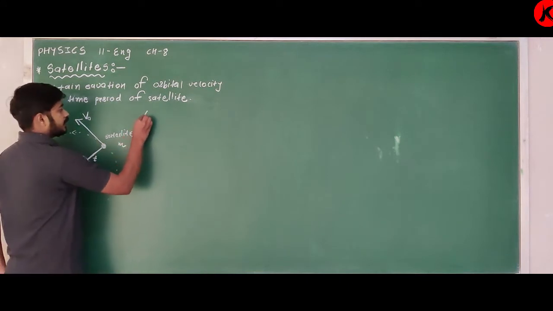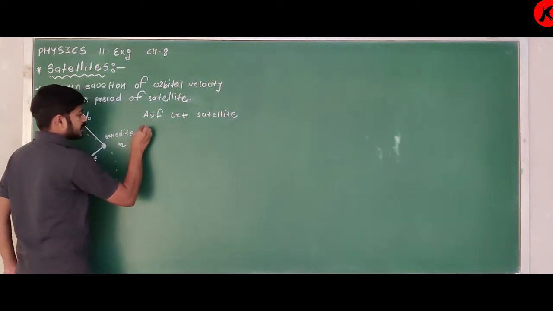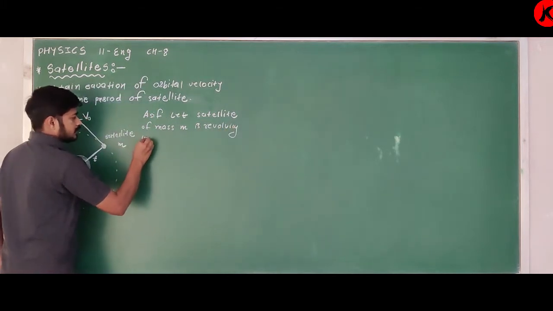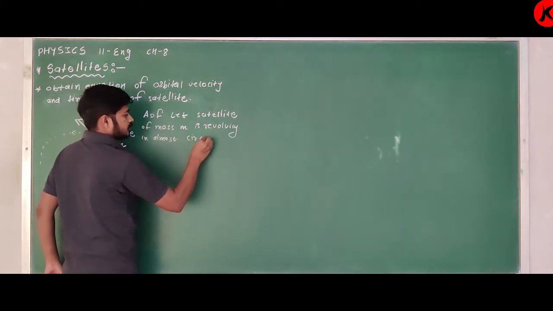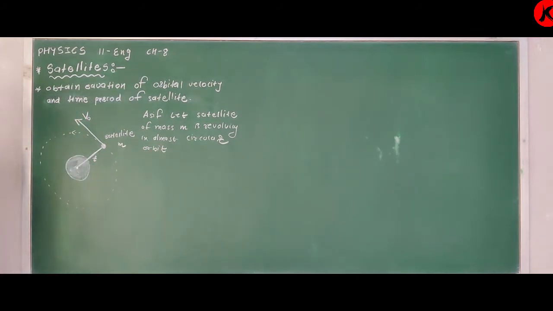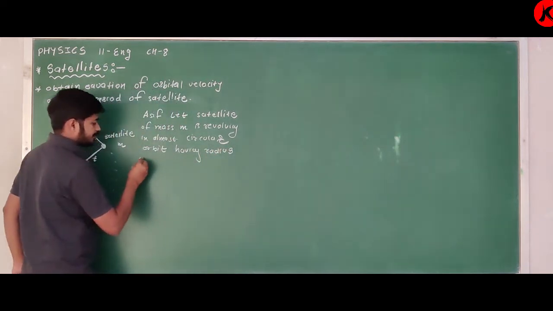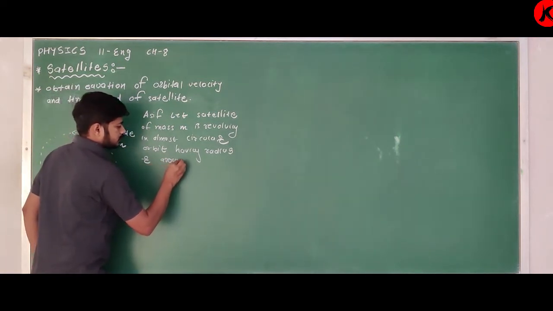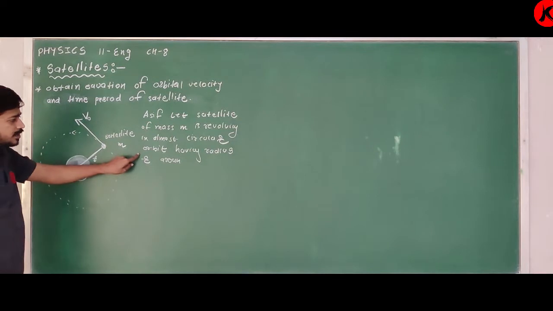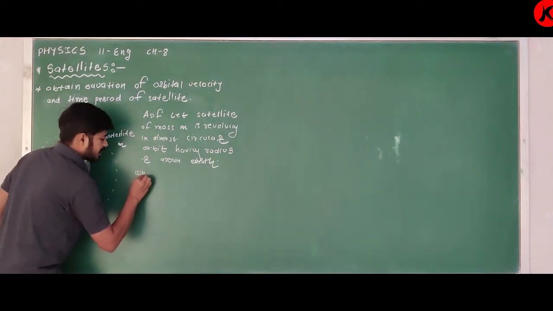Now I will write the data. As shown in the figure, let a satellite of mass m be revolving in an almost circular orbit having radius r around Earth.